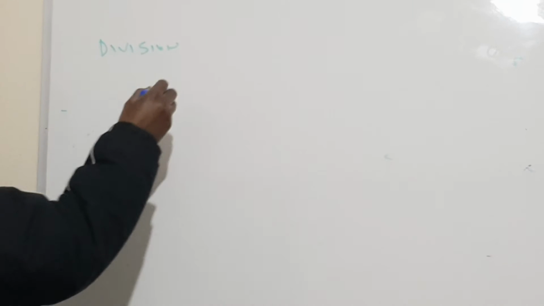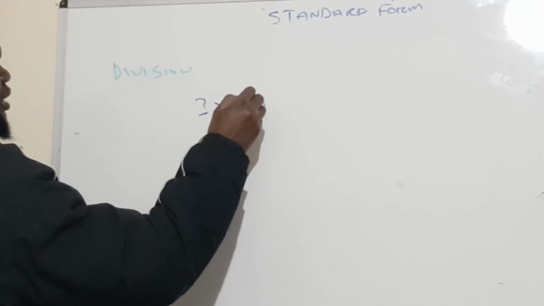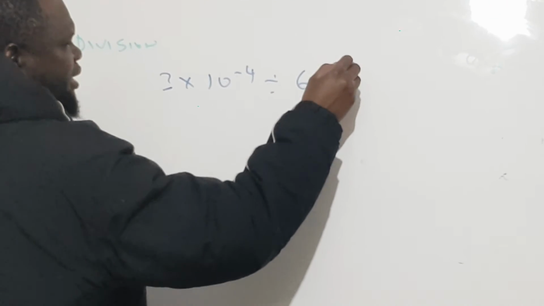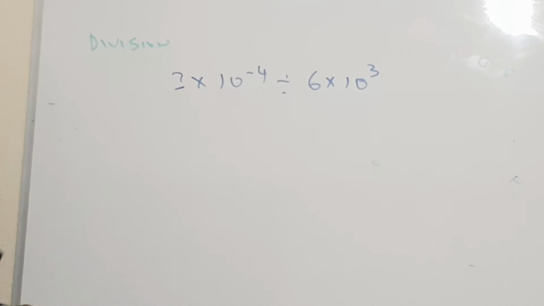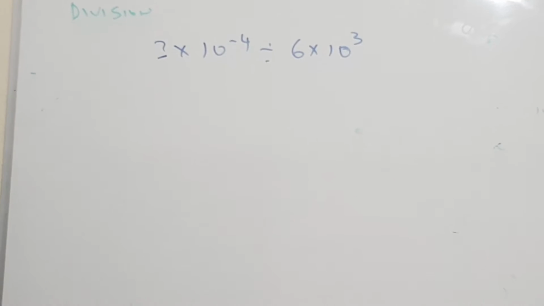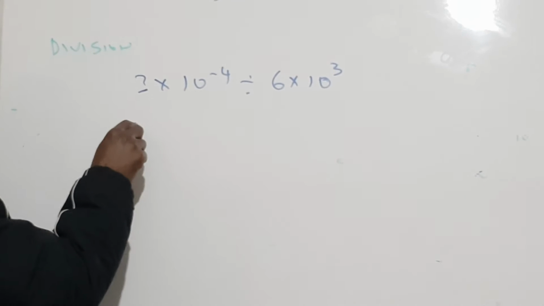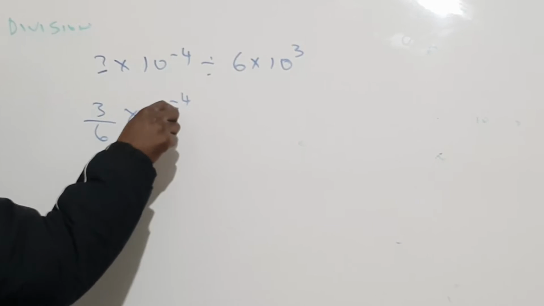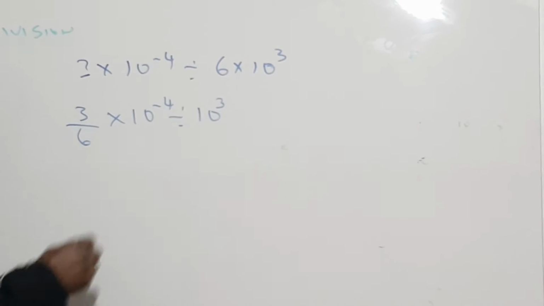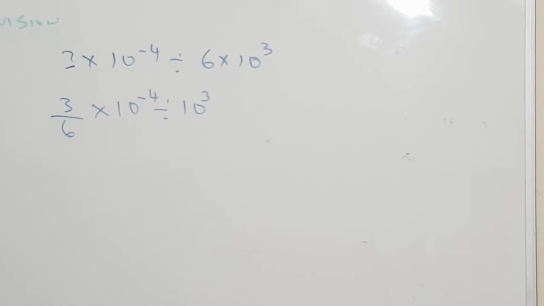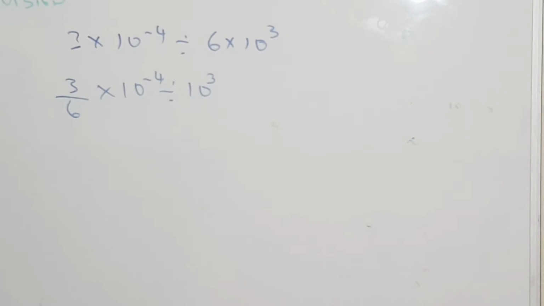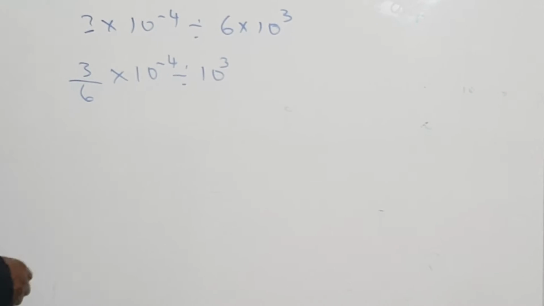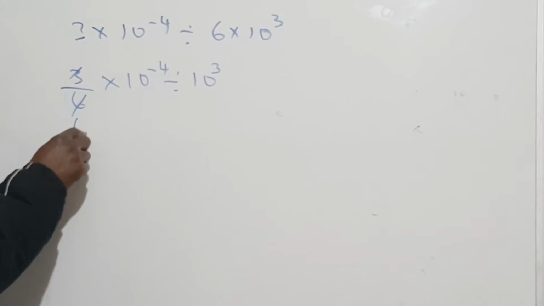Let's look at this: 3 times 10 to the power minus 4, divided by 6 times 10 to the power 3. What do you think? Remember, this is dividing. 3 divided by 6 times 10 to the power minus 4 divided by 10 to the power 3. You could find out what 3 times 10 to the power minus 4 is as a number, and then 6 times 10 to the power 3. No, this is the procedure. This is 0.5, isn't it?